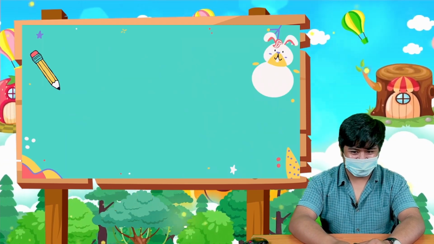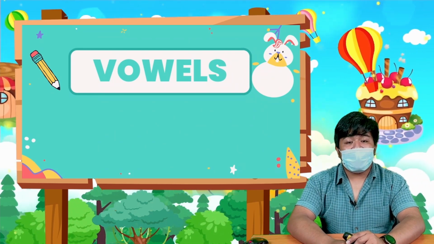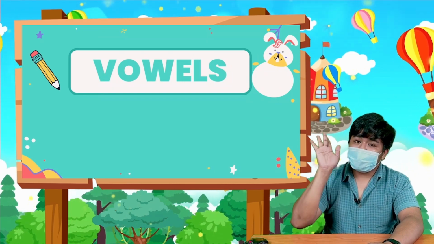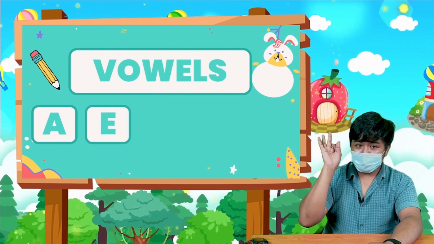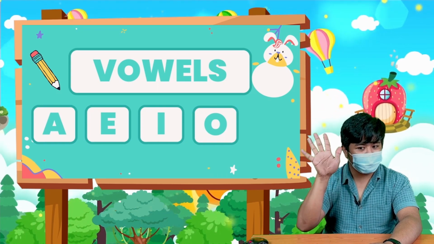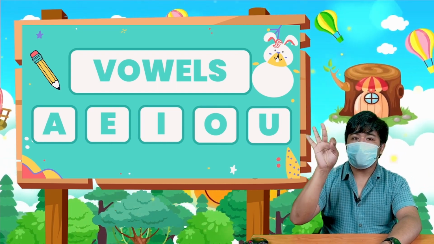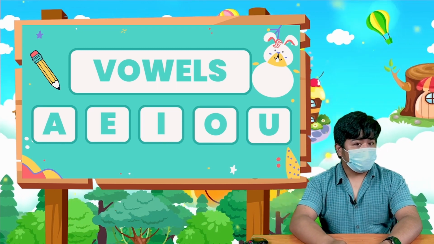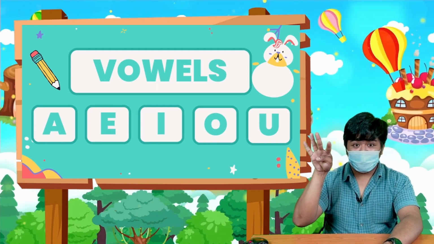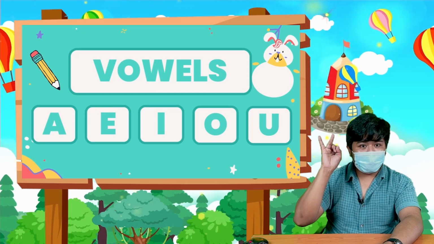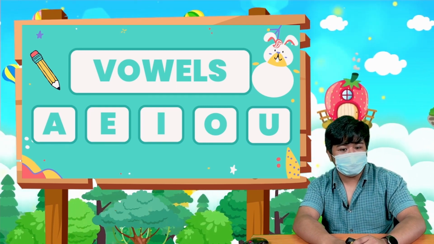All right, let's start. So we have our vowels. Can you say it with me, please? Vowels. Yes, so we have five vowels. We have A, E, I, O, and U. Again, the five vowels are A, E, I, O, U. And we have their short vowel sounds, which are a, e, i, o, u. That's right. Very good. But today we are going to focus on letter E.